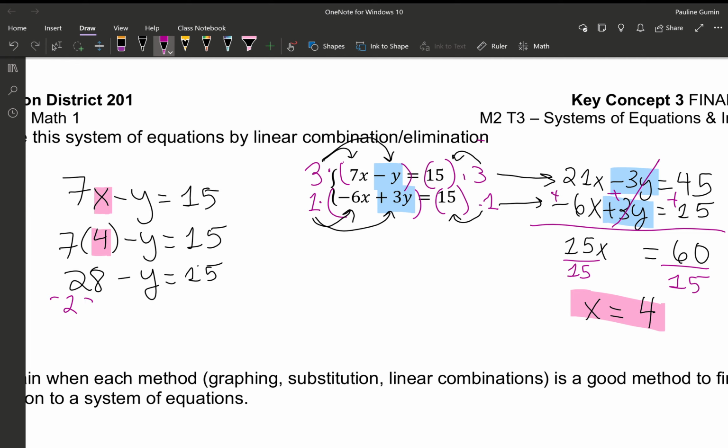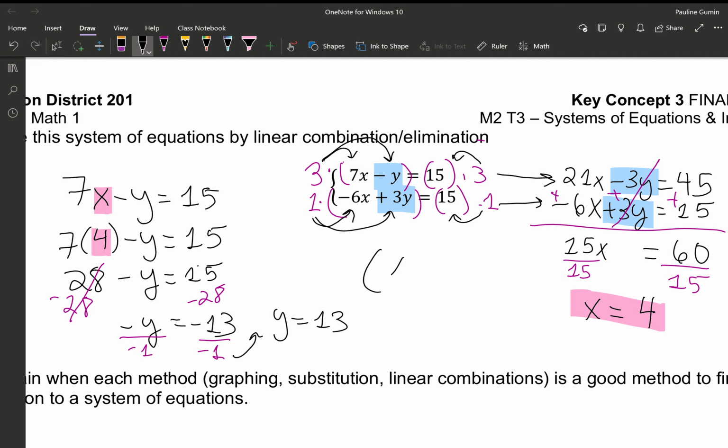I'm going to subtract 28 from both sides. I'm left with negative y equals negative 13. And then to get rid of the negative in front of y, I'm dividing both sides by negative 1. Y equals positive 13. So our answer is 4 comma 13 because it's x comma y. Don't forget to keep it in alphabetical order.